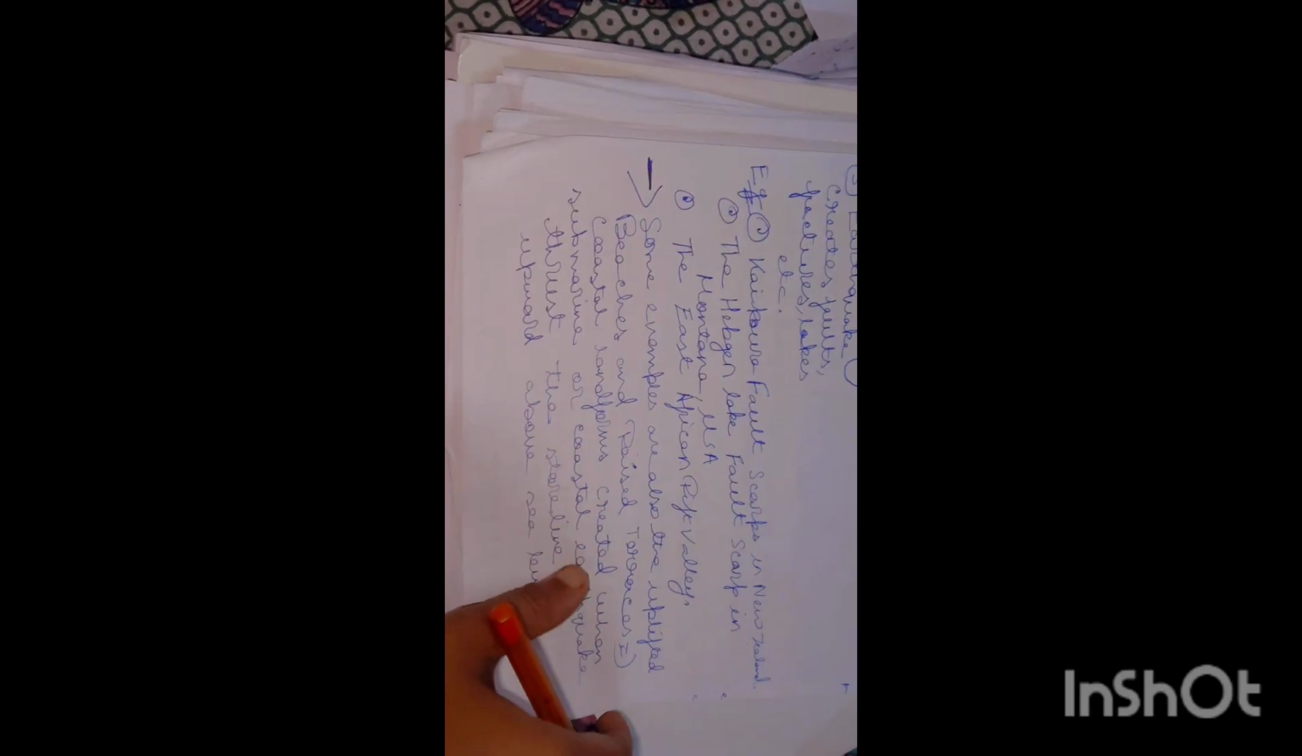Earthquakes also create faults, lakes and fractures. For example, the Kaikoura fault scarp in New Zealand, the Hebgen Lake fault scarp in Montana, USA, and the East African Rift Valley, which has been created due to faulting. Some beaches have also been raised, meaning emergence of coastal land. Then Attabad Lake in Pakistan was created in 2010 by a massive earthquake.